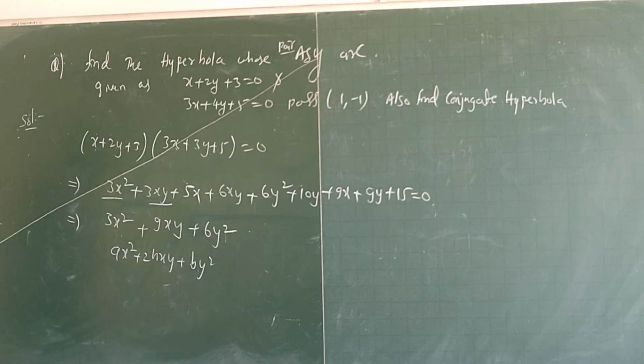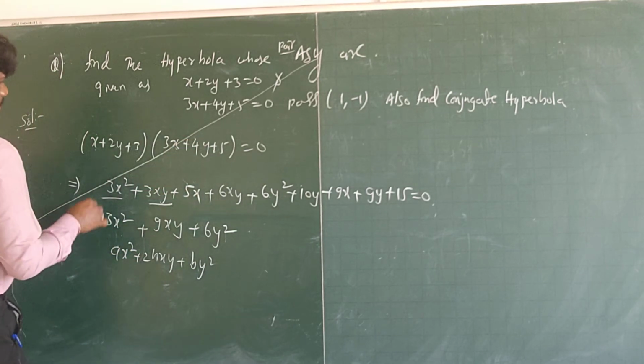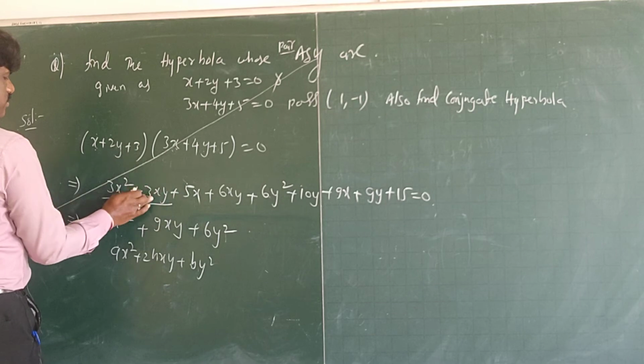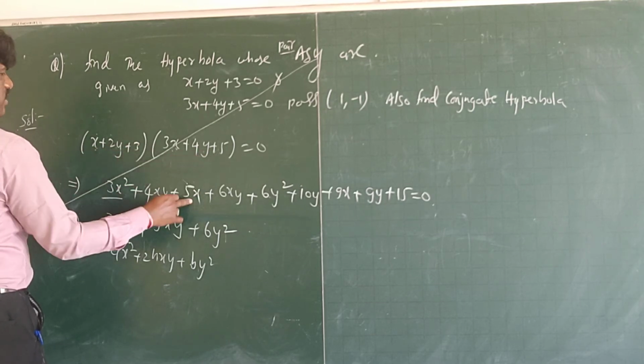वो 3x plus 4y plus 5 है ना क्वेश्चन में, तो आपने 3x plus 3y plus 5 लिखा है. 3x plus 4y, okay. So then 3 into x, 3x square, 4xy. Yeah, this will become 4xy. And here you get 5x.